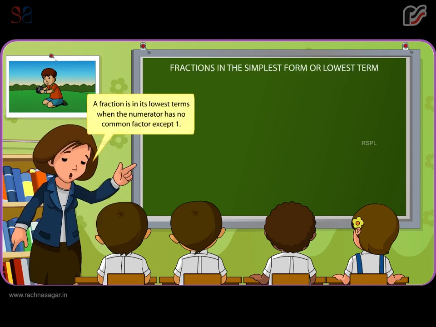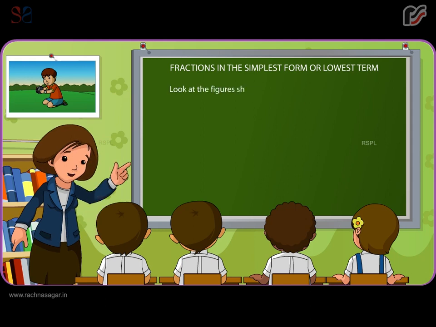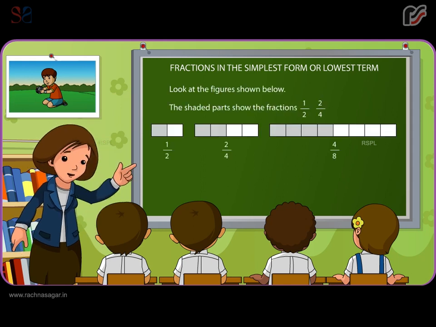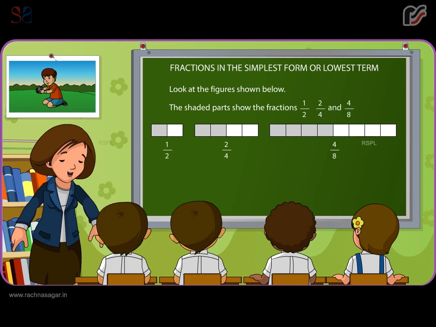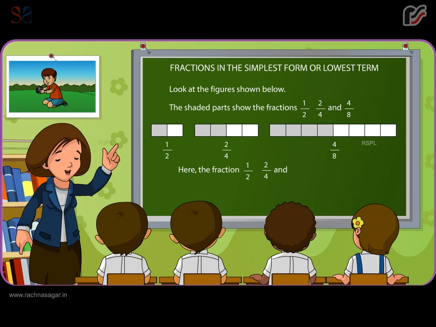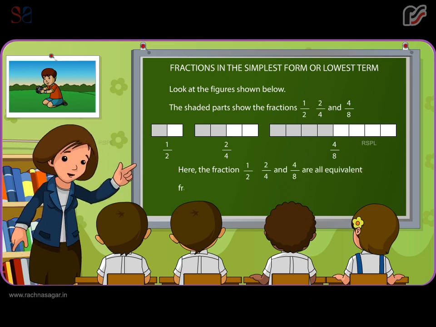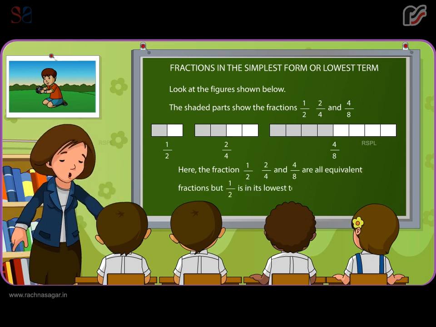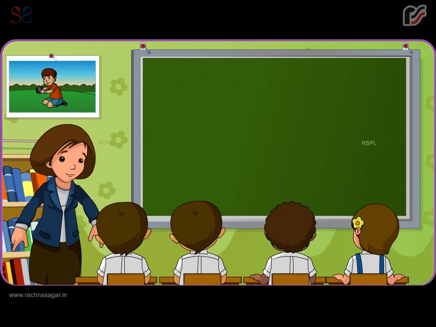Fractions in the simplest form or lowest terms. A fraction is in its lowest terms when the numerator and denominator have no common factor except 1. Look at the figures shown below. The shaded parts show the fractions 1/2, 2/4 and 4/8. Here, 1/2, 2/4 and 4/8 are all equivalent fractions, but 1/2 is in its lowest terms.